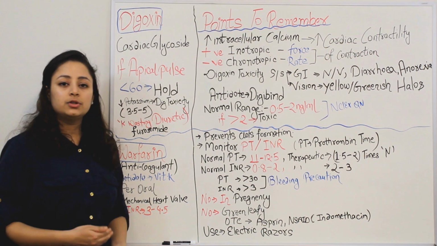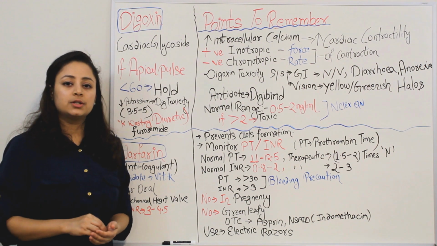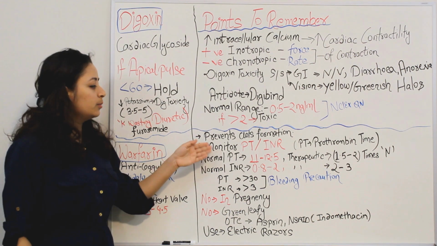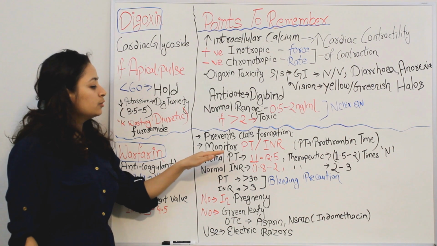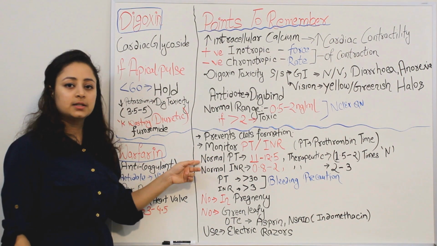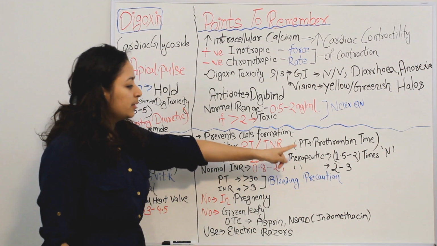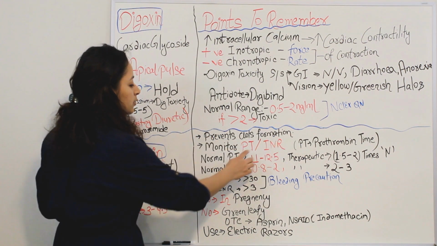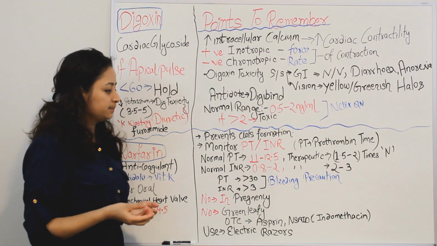In our last video where we discussed heparin, for heparin we have to monitor the APTT value, right? For warfarin we monitor PT-INR, and the normal PT is 11 to 12.5 seconds. This is the value when the patient is not on warfarin therapy, and the therapeutic value should be 1.5 to 2 times the normal. So 1.5 to 2 times this value when the patient is on warfarin therapy.